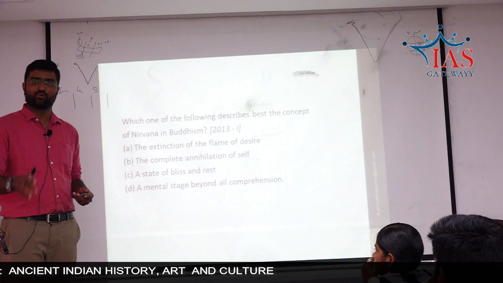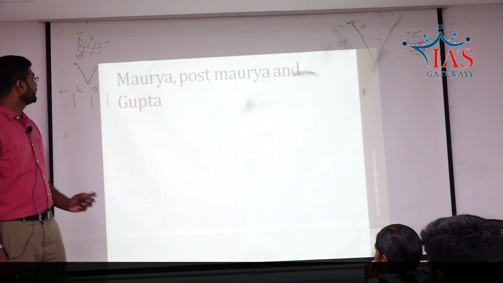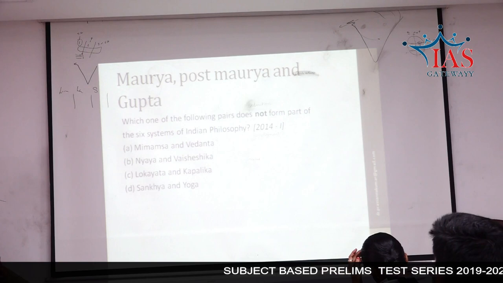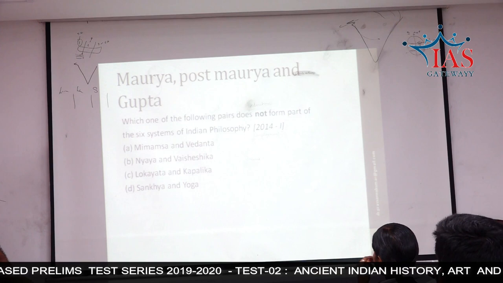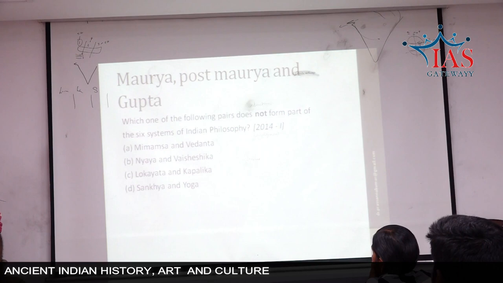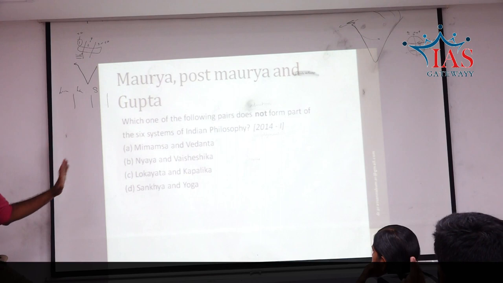Okay, so yeah, Maurya, post Maurya. Which one of the following pairs does not form a part of the 6 systems of Indian philosophy? Okay, in Mimamsa, philosophy, you remember? There are 6 philosophies: Mimamsa, Vedanta, Nyaya, Vaisheshika, and Samkhya. So actually yoga is also a philosophy. So C is the answer actually.